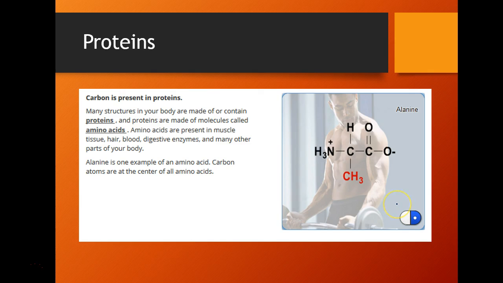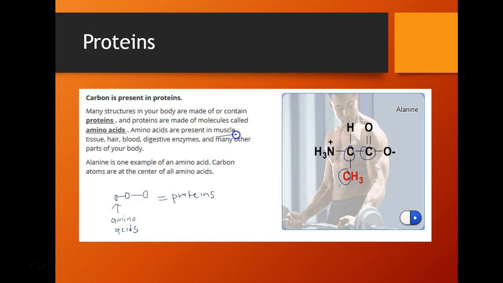The next macromolecule that carbon's involved in is proteins. So many structures in your body are made up of proteins. And actually each protein is made up of molecules called amino acids. So if you were to say that each of these circles right here were amino acids, then a chain of amino acids is what we would consider proteins. And if we look closely at the structure of an amino acid, then we would see that there are many carbon molecules present in amino acids.